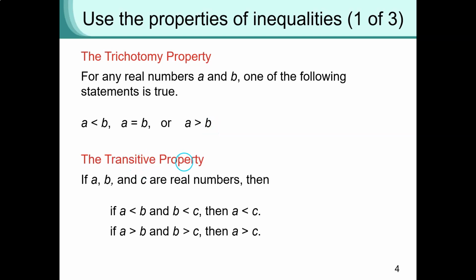The transitive property: if A, B, and C are real numbers, then if A is less than B and B is less than C, then A is less than C. If A is greater than B and B is greater than C, then A is greater than C.